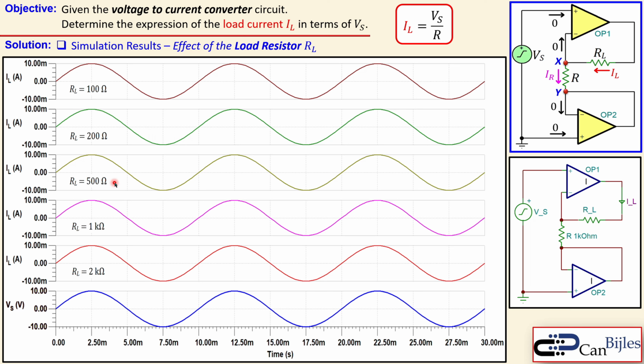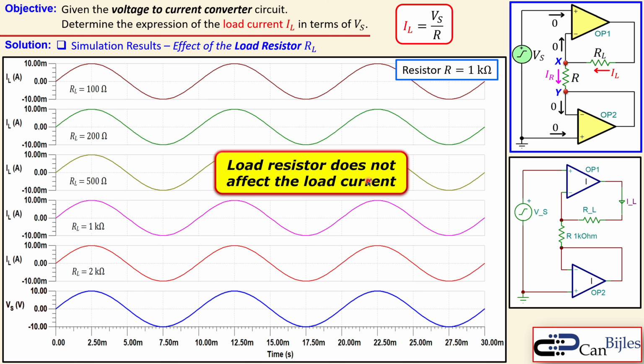And for 500 ohm for the load resistor, it is still 10 milliamps peak and minus 10 milliamps the minimum value. So the same also for 1 kilo ohm, same for 2 kilo ohm. So it doesn't change at all. Actually nothing is changing here. So we can say for this setting of the resistor, and the changing value of our load resistor, the load current is not changing. So the load resistor does not affect the load current, and this is according to our formula we have found in the previous discussion.